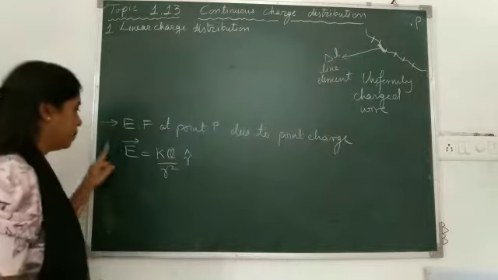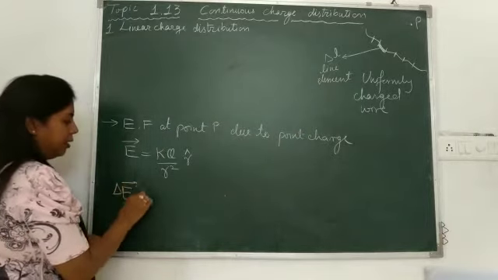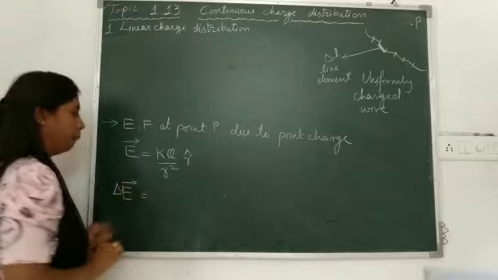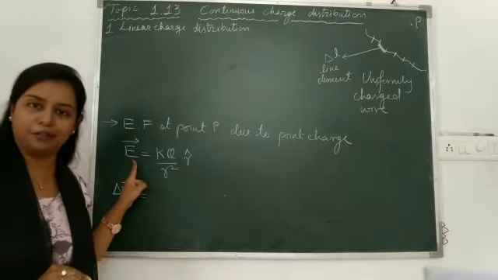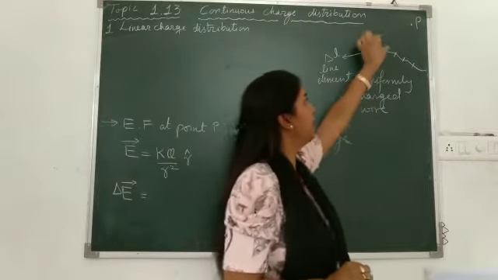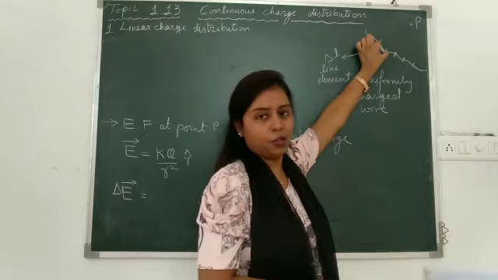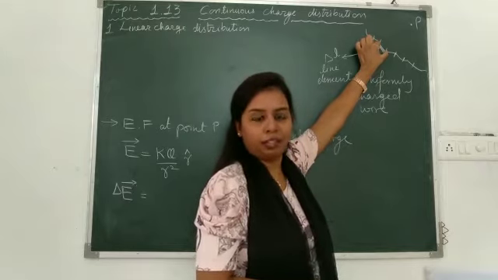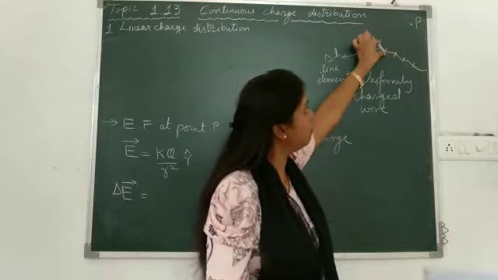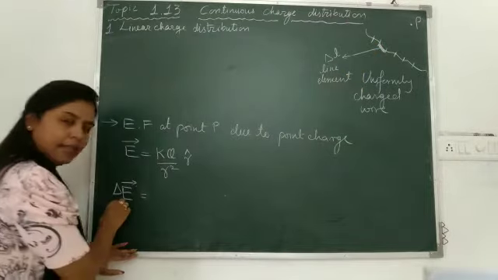So for that, instead of E, I will be writing delta E. Why delta E? Because this E is total electric field. And first we are going to calculate electric field at this point because of the charge of this small line element. So this won't give me total electric field. It will give me electric field because of this line element only. And that's why I will be calling this delta E.